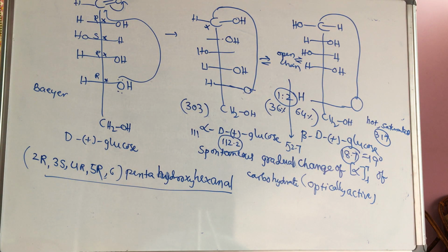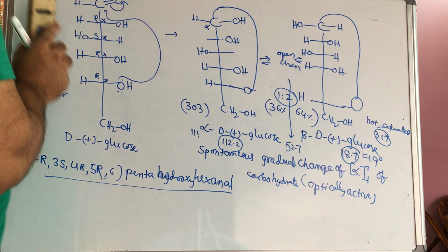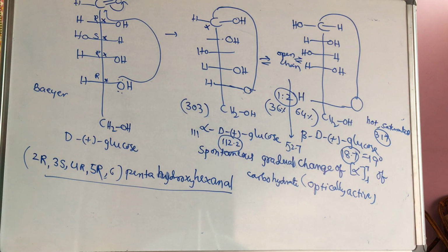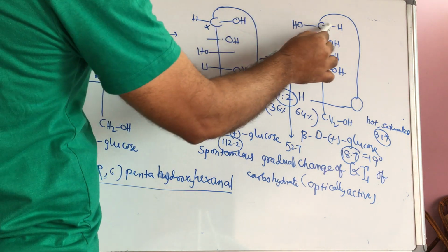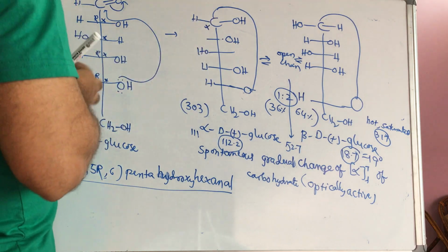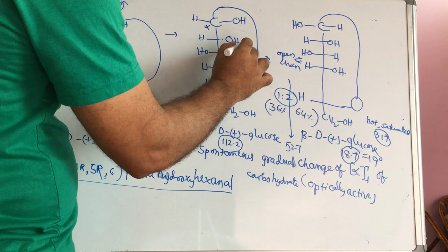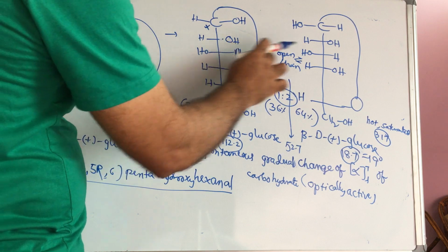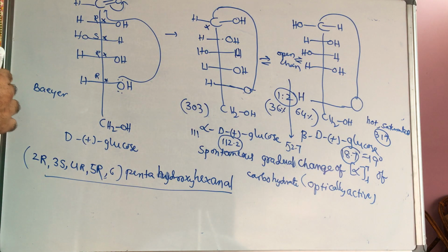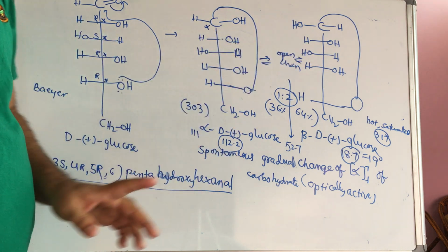So this can be represented in Haworth form also. Observe here, alpha-D-glucose and beta-D-glucose. The first carbon is a mirror image of each other. From the second carbon onwards, they are not mirror images. So the alpha and beta forms are not mirror images of each other. That's why these are not epimers.